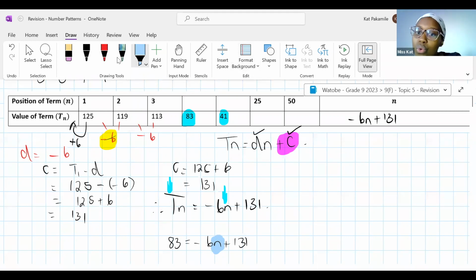Amahle is onto something, but check Amahle, we're moving the 131. We're not moving the 83. So we want to move the 131 away. We want to take 131 over to the other side. Tell me if I do that, 131 will become what?